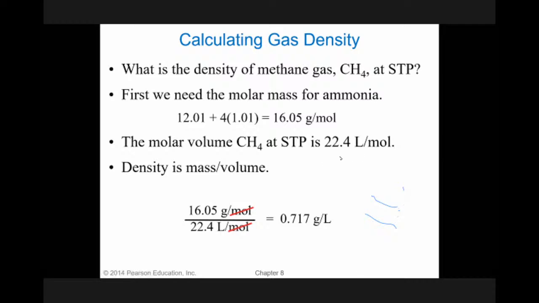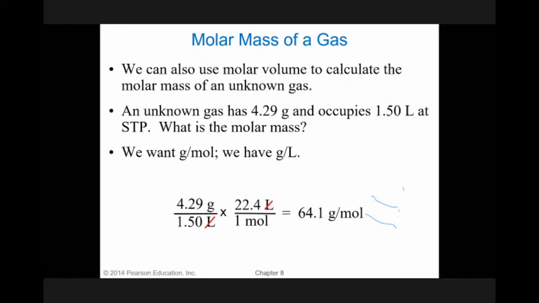All right, so moving right on, we can also use molar volume to calculate the molar mass of an unknown gas. If we're trying to find out what gas we have collected but we don't know it, the molar mass can give us information on what type of gas we have. An unknown gas has 4.29 grams and occupies 1.50 liter at STP. What is the molar mass for this gas? We want gram per mole.